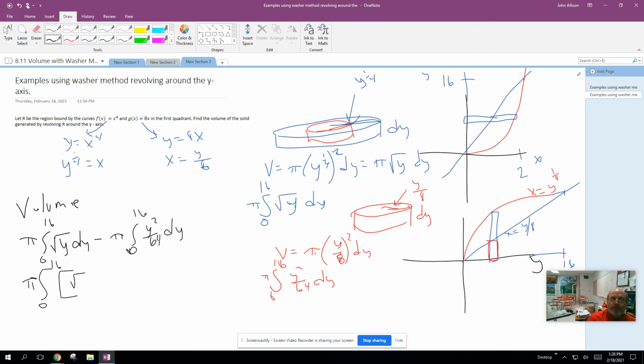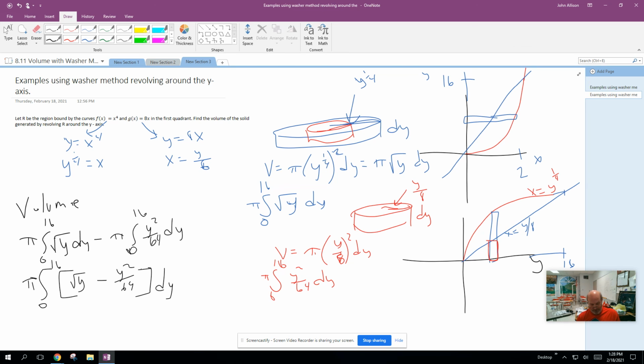Oops, did we square it? Oh yeah, we squared it when we got the square root of y. All right, so this is going to be the square root of y. That's the y to the 1/4 squared, right? Minus y squared over 64, because we've already squared that, times dy. And both of those will give you the same volume.